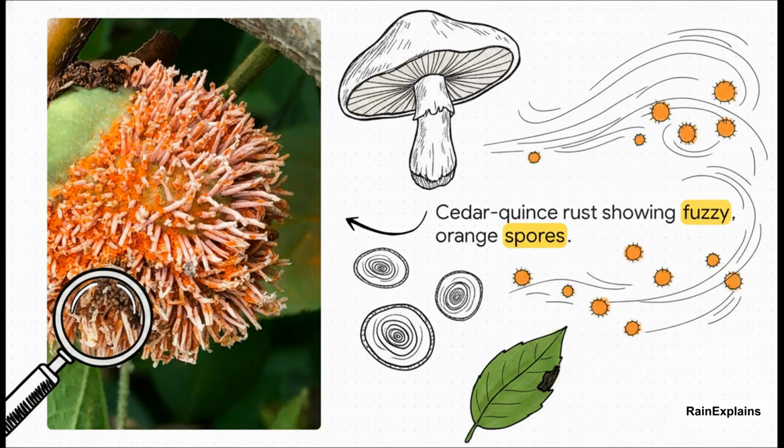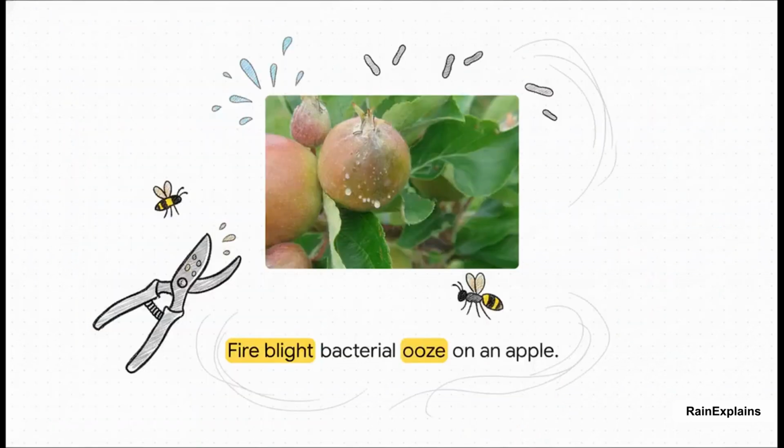Fungi often leave highly visible signs. Just look at those vibrant, fuzzy orange spores just sitting there, waiting to be blown by the wind to their very next victim. Next on the list, we have bacteria, and they operate in a completely different way. They often show up as water-soaked leaf spots that eventually turn this tan color.